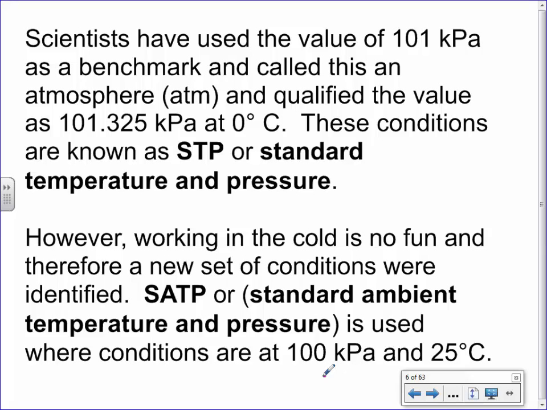Here's the problem. As scientists started working with this, they realized that although 0 degrees Celsius makes a lot of sense due to some properties of, say, water, I can't do a lot of experiments in 0 degrees Celsius. We don't work outside in the cold. And so it was really silly to pick STP, standard temperature and pressure, to be 101.325 and zero, because no one wants to work at zero. Does that make sense? So the newer one that scientists usually work with is called standard ambient temperature and pressure.